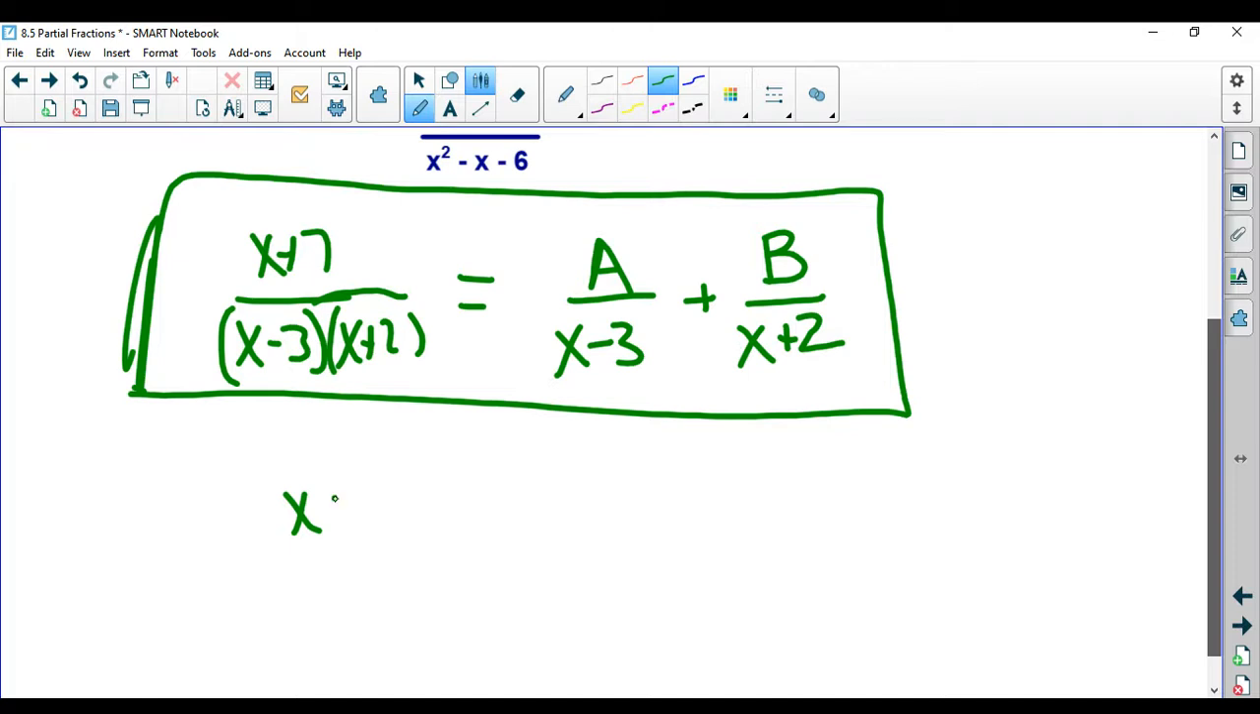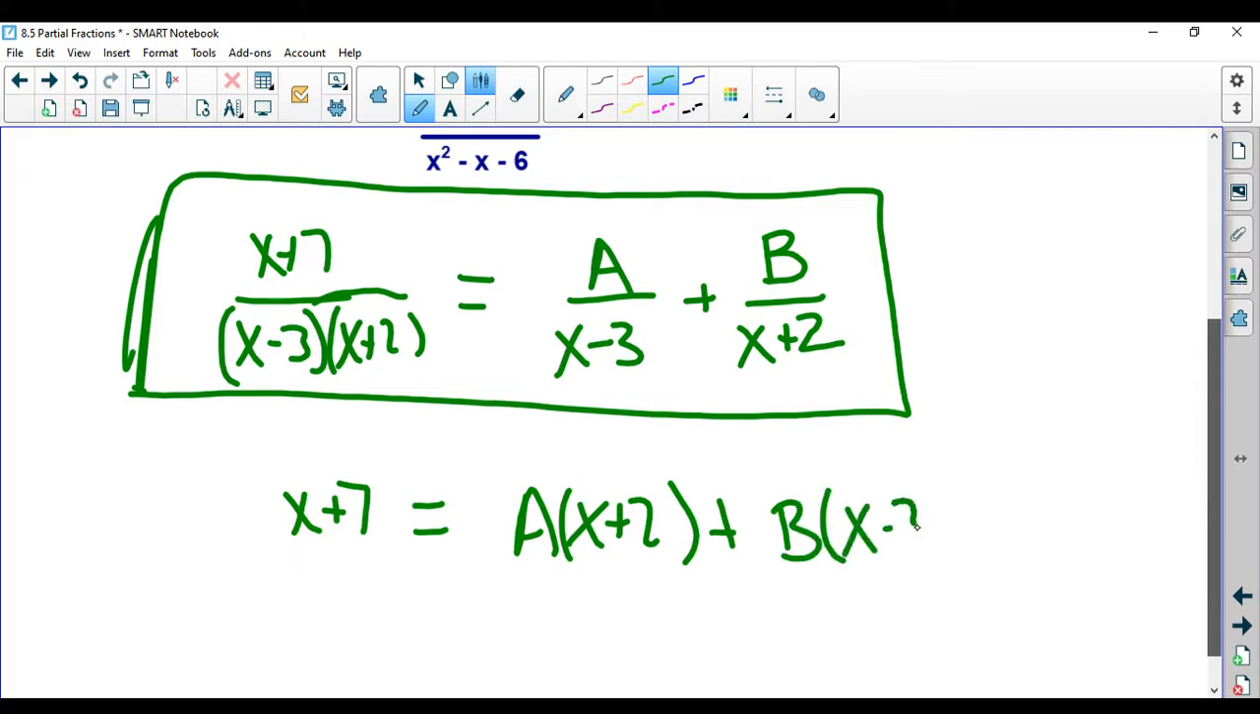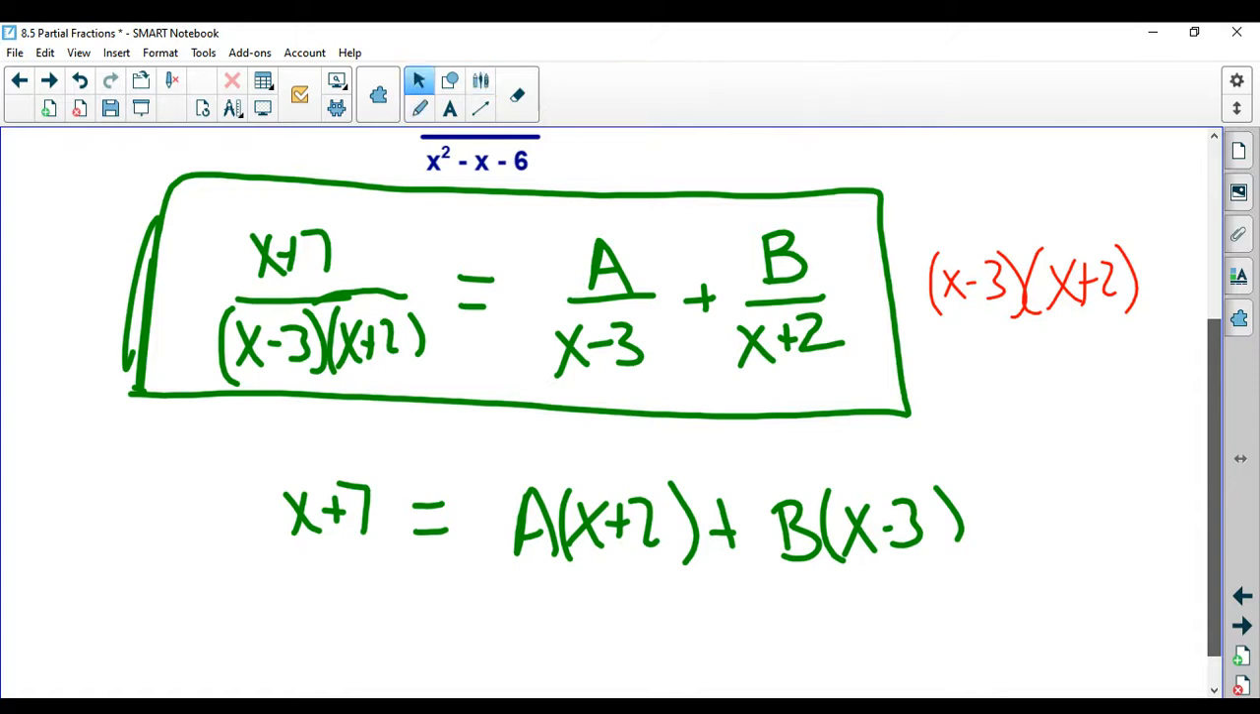On the left side of this identity, the denominators are going to cancel. On the right, the x minus 3's will cancel for the A. You'll be left with A times x plus 2. And for the B, the x plus 2's will cancel. You're left with x minus 3. If you didn't see that, remember what we did was we multiplied x minus 3 times x plus 2 on both sides.